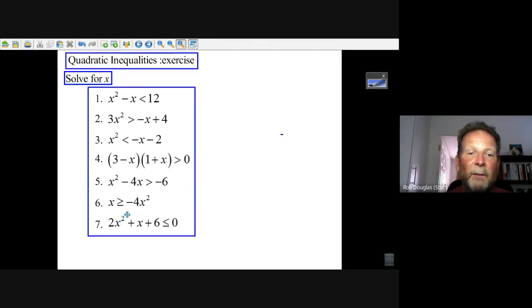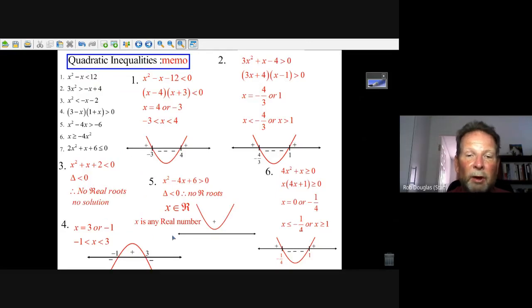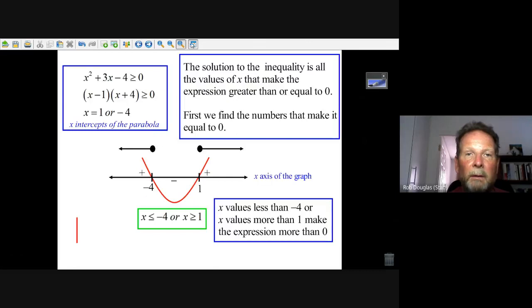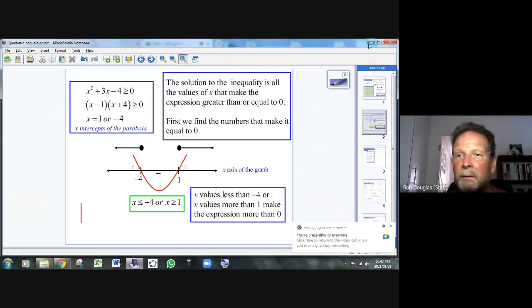We've got 7 different questions for you to try. And when you go to the memo, when you draw a little picture, there's one question here, 3 minus x times 1 plus x. That minus x times x is minus x squared. And I drew a little parabola like this. I found roots. It's upside down, you see, so it's positive here and negative on the ends. It's just a little bit different there. Hope this helps, and you'll be able to do the questions, I hope.